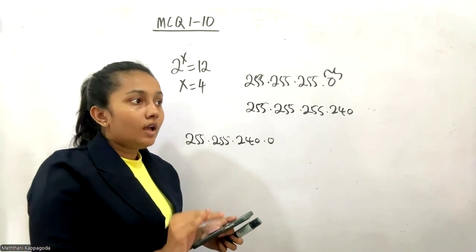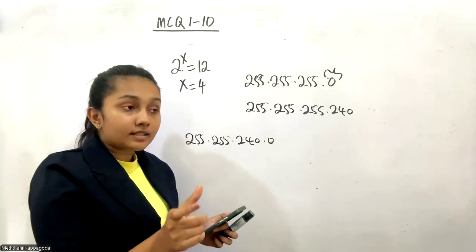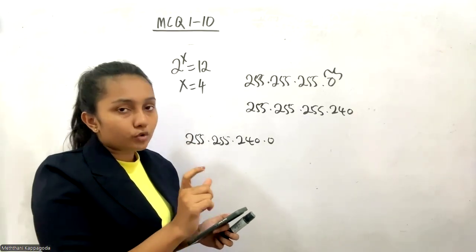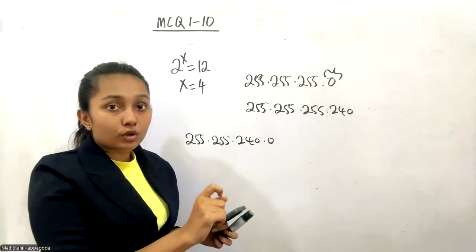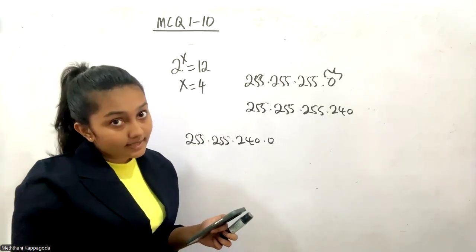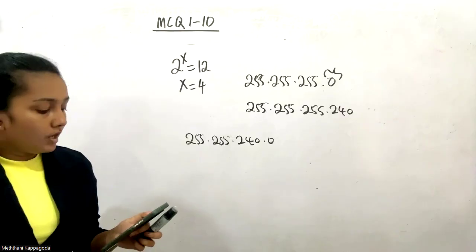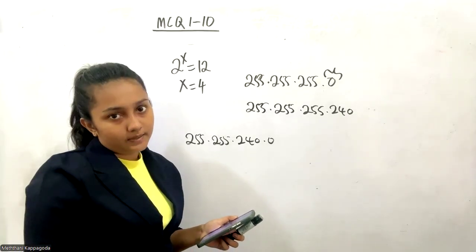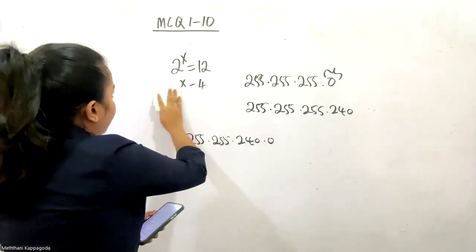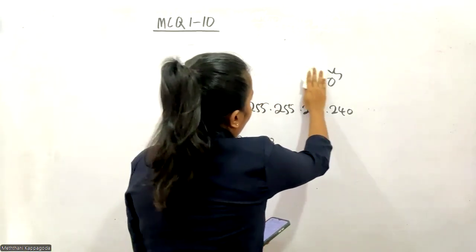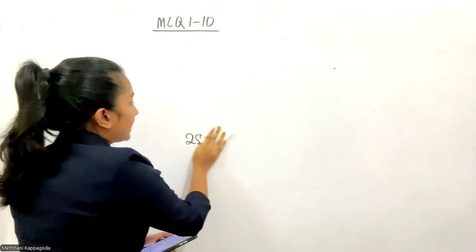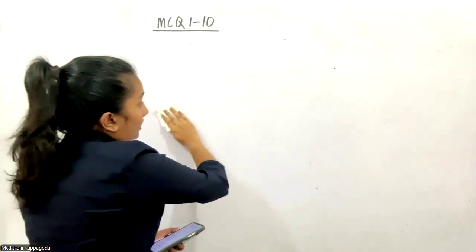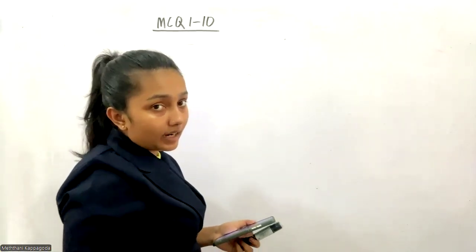You should know the class A IP address range: the first octet should be in the range of 0 to 126, right? So it is enough for you to check the first octet. We do not convert everything to decimal. We only convert the first octet and check.